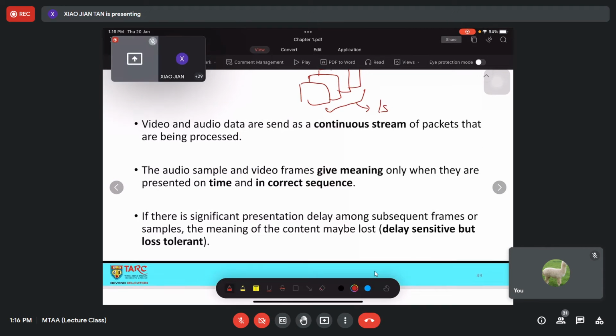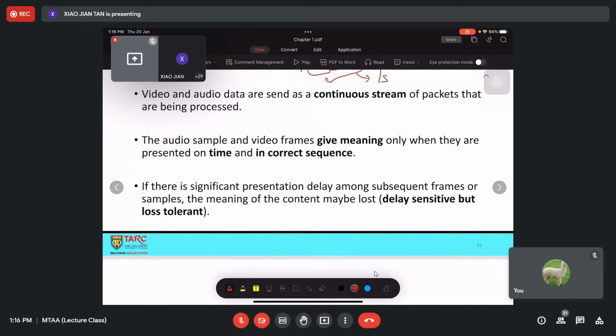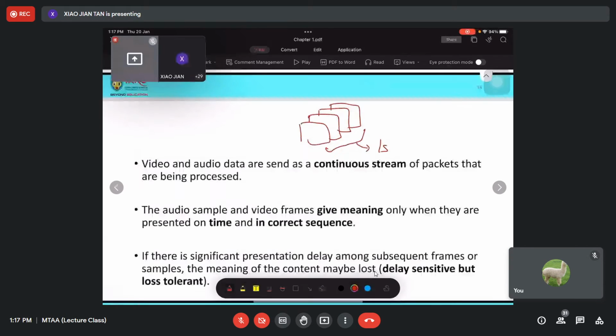Okay, the audio sample. If there is significant presentation delay among subsequent frames or samples, the meaning of the content may be lost. It is delay sensitive, but loss tolerant. Which means all the frames must be in a fixed gap. For example, let's say you have 5 seconds.